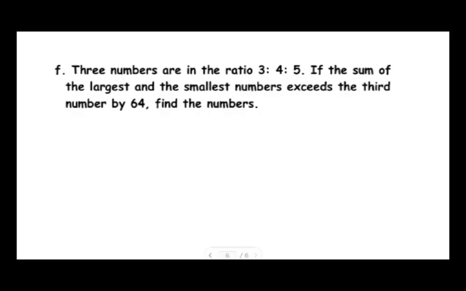Okay, 3 numbers are in the ratio 3 is to 4 is to 5. If the sum of the largest and the smallest number exceed... Okay, so this is my ratio. So remember children, ratios will always be expressed in the simplest form, in the reduced form. Okay, so let x be the number. Okay, so it's going to be 3x is to 4x is to 5x.